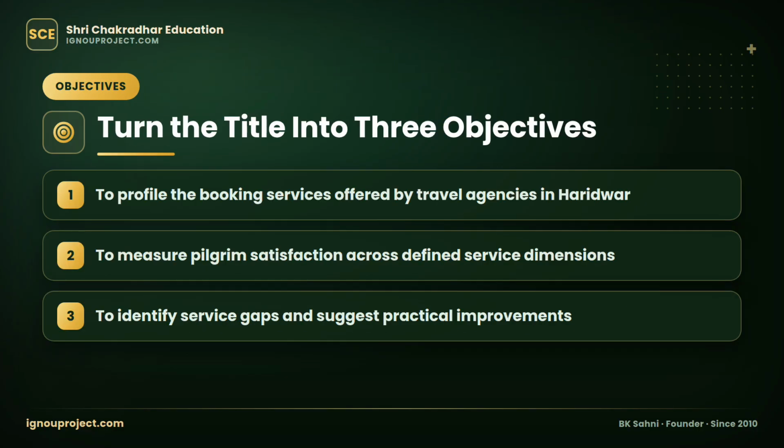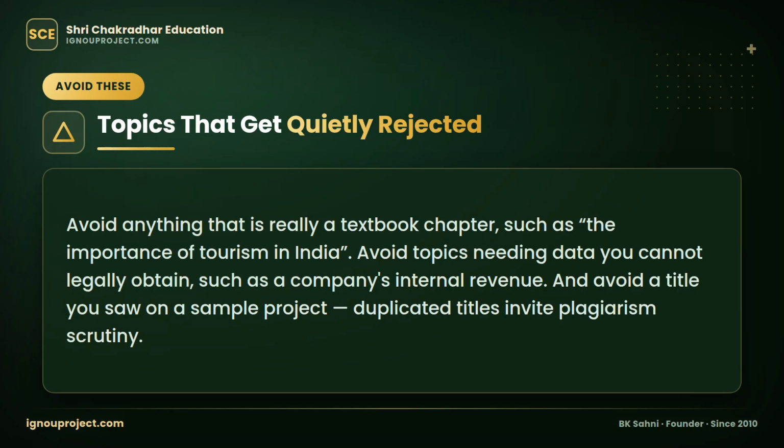A title is not yet a research plan, so convert it into 3 objectives. To profile the booking services offered by travel agencies in Haridwar, to measure pilgrim satisfaction across defined service dimensions such as information, pricing transparency, transport arrangement and complaint handling, and to identify service gaps and suggest practical improvements. 3 objectives is the sweet spot at this word count.